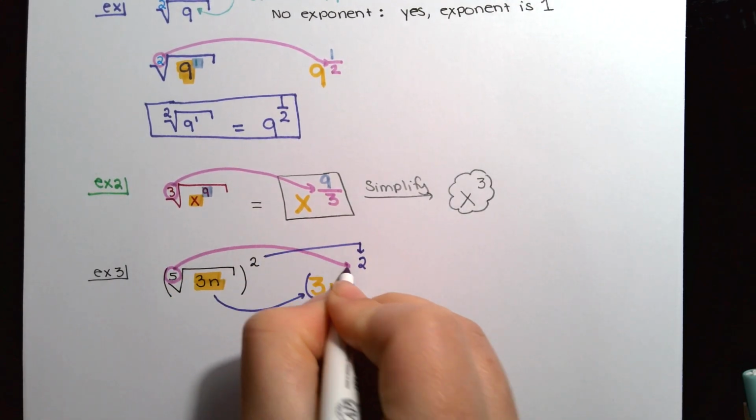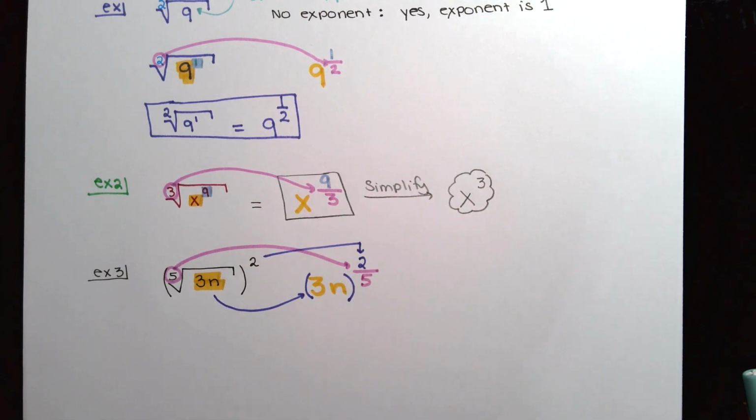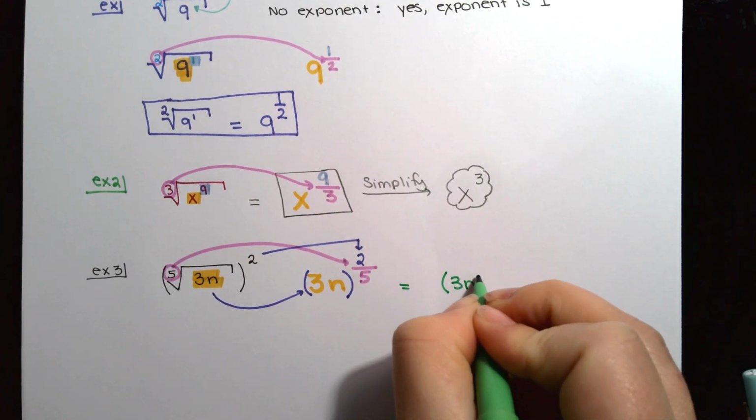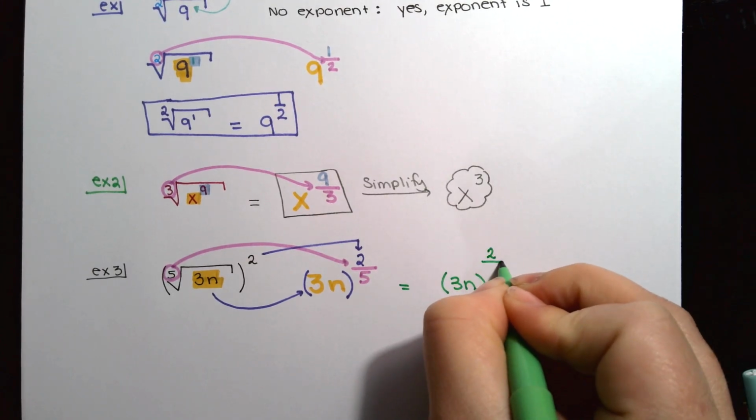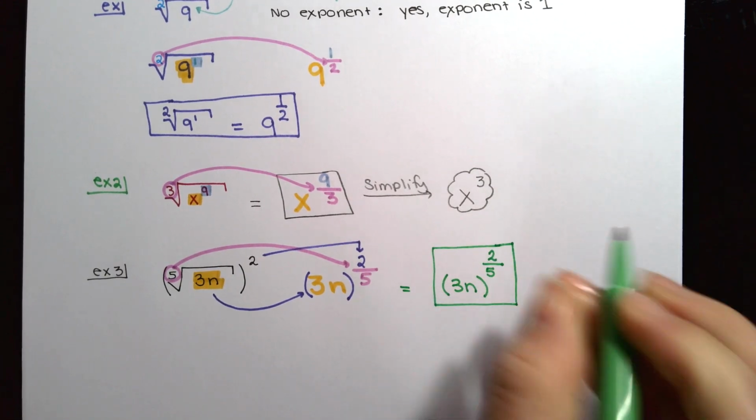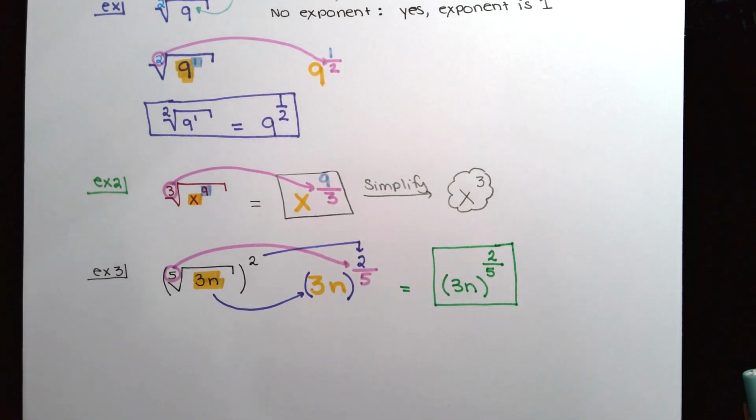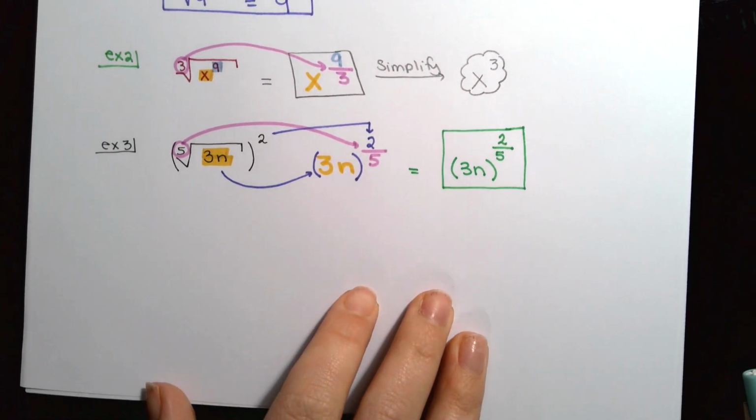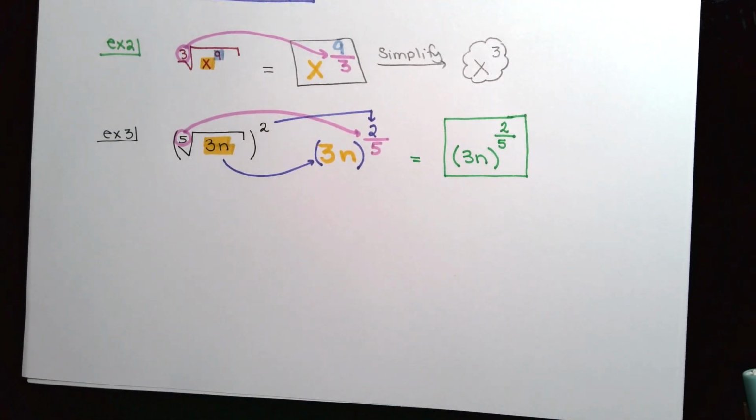And again, our index is always the denominator. So I'm just going to write this out one more time. We got open, 3n as our inside. The exponent is 2. The index is 5. Now, if we're going backwards from a rational exponent to a radical, let's do example number 4.